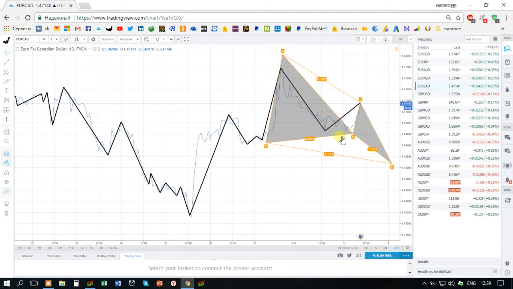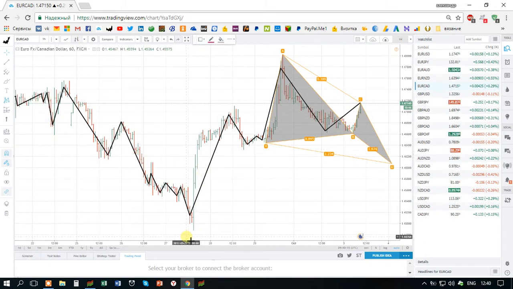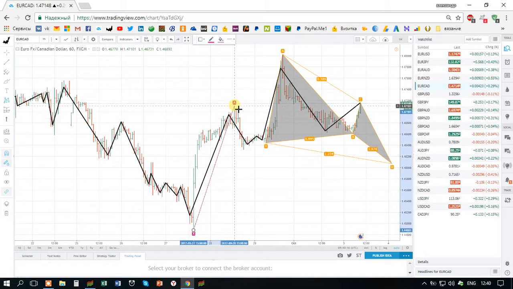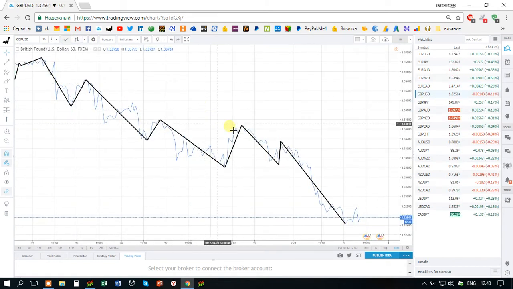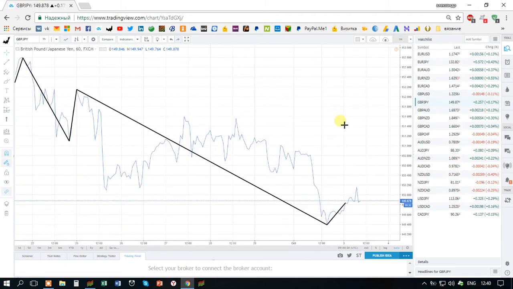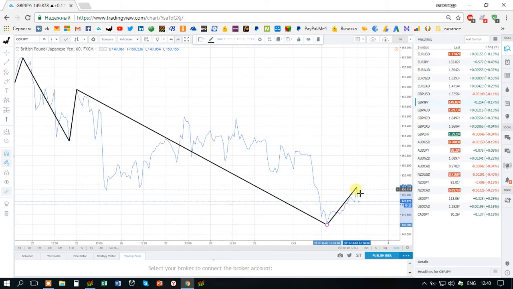For now, it is too far from completion. And if it goes even lower, we may have a potential cipher pattern. Let me check the B point. Nope, no cipher. Okay, pound dollar is the next. Nothing changes. Pound yen.